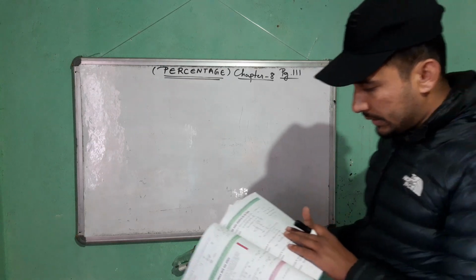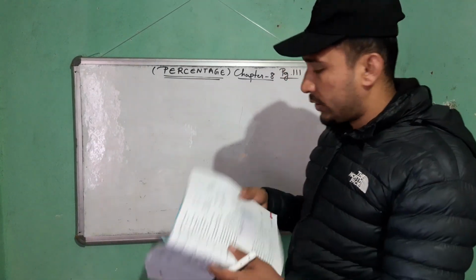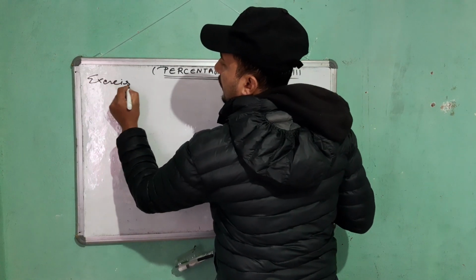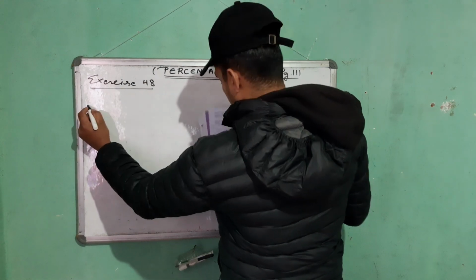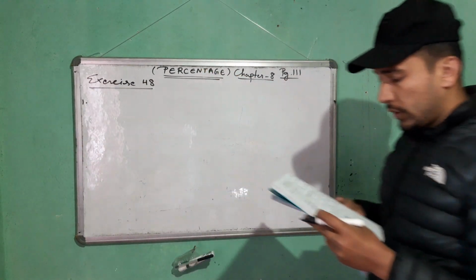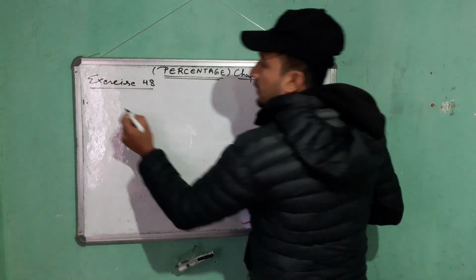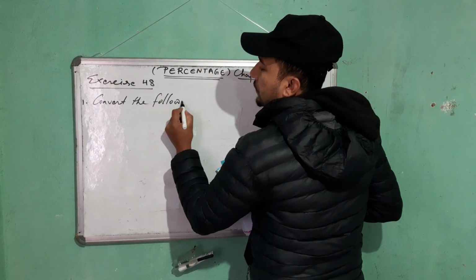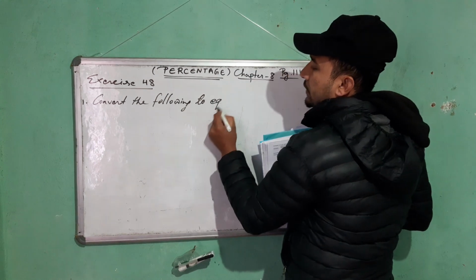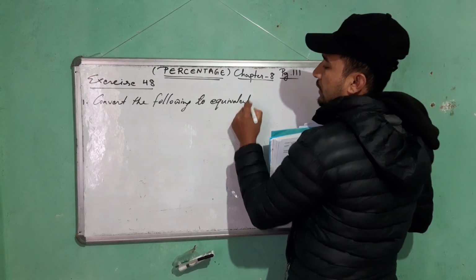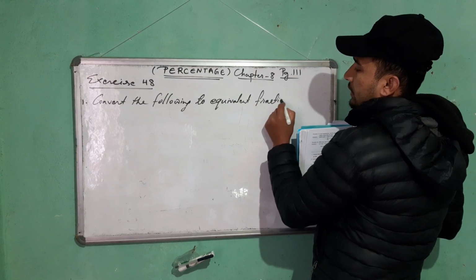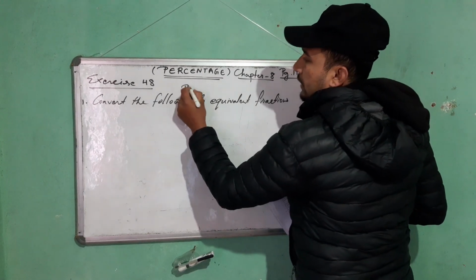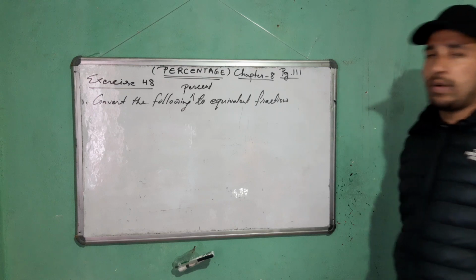So let's see the first exercise, that is exercise 48. Question number 1: Convert the following percentages to their equivalent fractions.